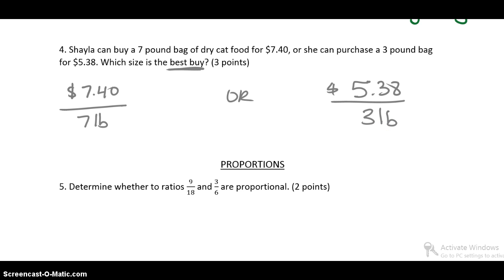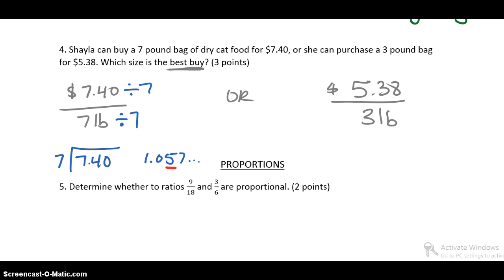So for my first situation, the $7.40 for 7 pounds, I'm going to divide both numerator and denominator by 7. So we end up putting that $7.40 inside our division house, 7 on the outside. And when we do that long division, we get about 1.057, and it continues on. So we're going to stop there since we're talking about money. We only need to really think about that hundredths place since we can only have 2 decimal places for money.